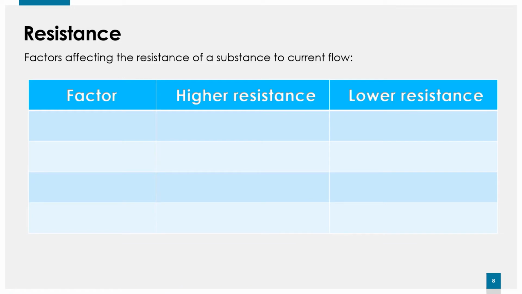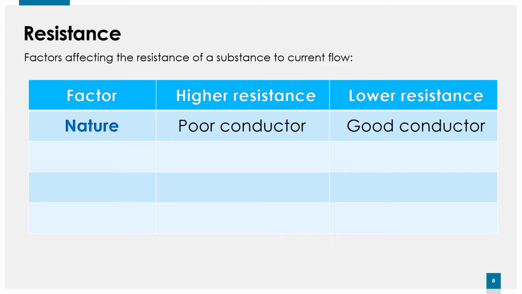So let's summarize here. I'm going to put the factor, which one has the higher and which one has the lower resistance. The nature: remember the good conductors and the poor conductors. Who has the higher resistance? The poor conductor resists more for the energy to flow, and the good conductor has lower resistance. The length: who has high resistance, the longer or the shorter? The longer has more resistance, and the shorter has lower resistance.